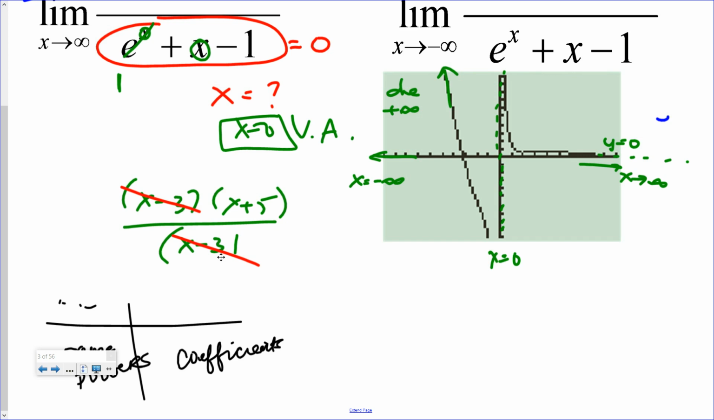If you don't remove the holes, you might accidentally think that x minus 3 equals 0 is a vertical asymptote when it's not. Does that make sense? So you want to remove the holes first, if there are holes.